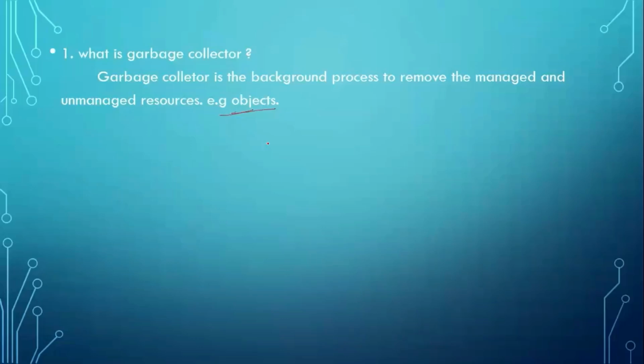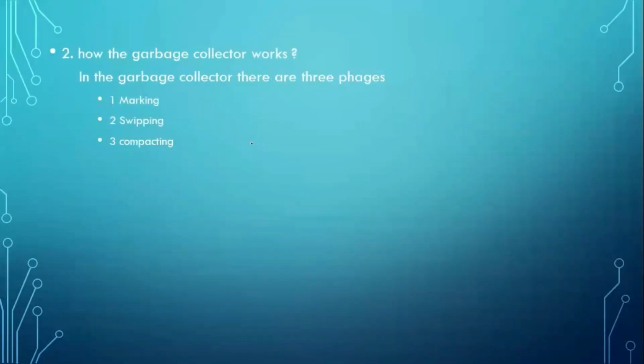So the second question is how the garbage collector works. Okay, we understood what the garbage collector is, but how does garbage collection work? How does it know that there is managed code and unmanaged code? So we will see that question. The second question is how garbage collection works.